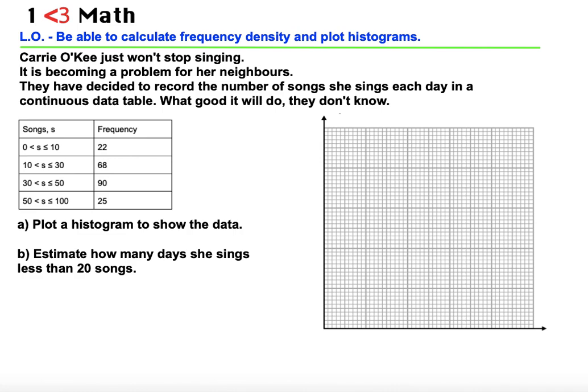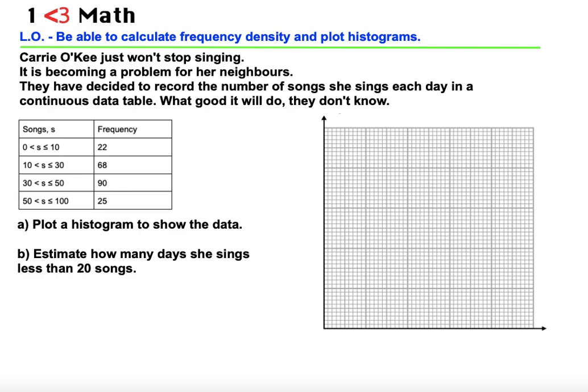So we have the data table there with the class intervals, songs greater than 0, less than or equal to 10 with a frequency of 22. That's the number of days that she sang between 0 and 10 inclusive songs. Obviously then you've got greater than 10 and less than or equal to 30, greater than 30, less than or equal to 50, and greater than 50 and less than or equal to 100, and the respective frequencies.